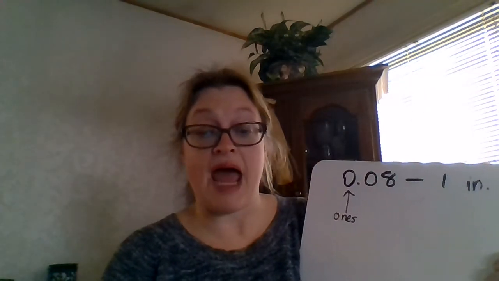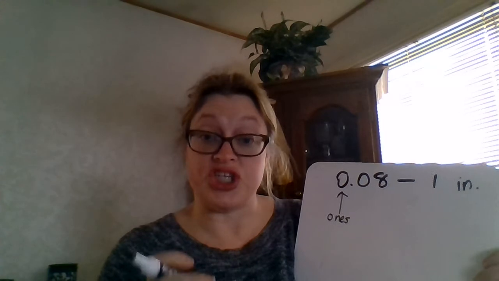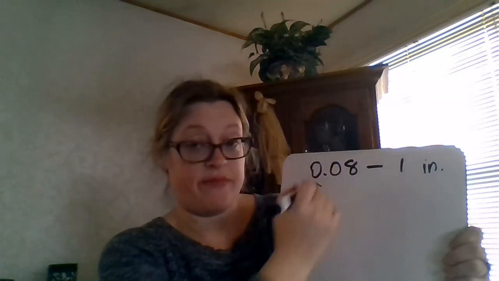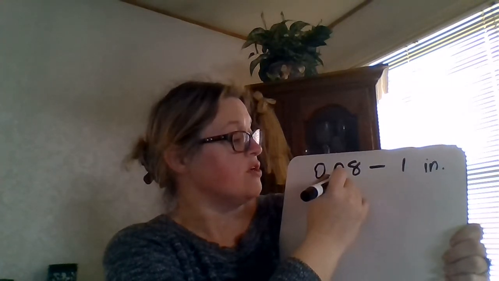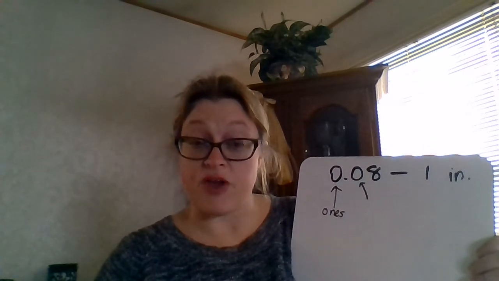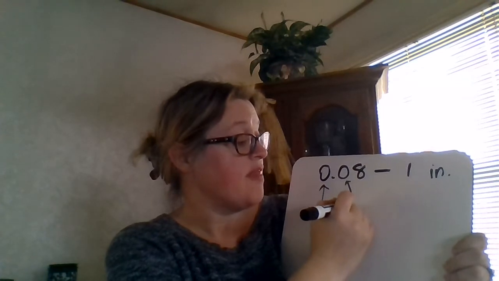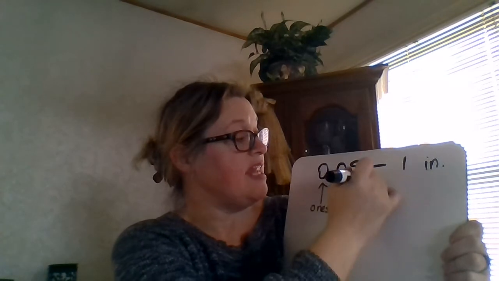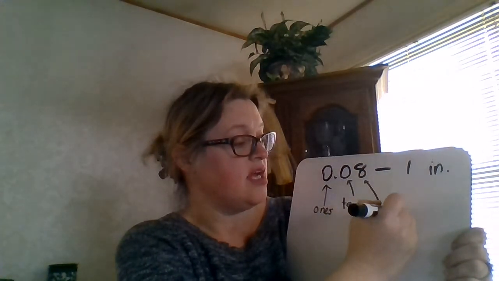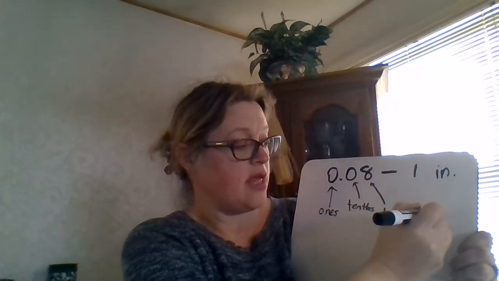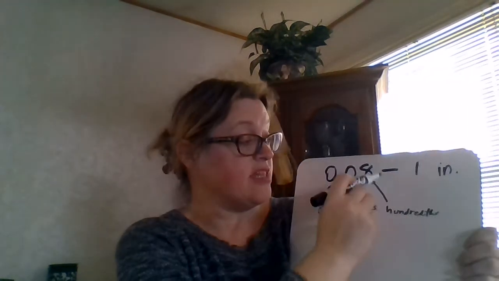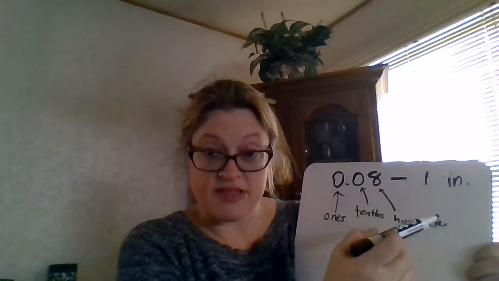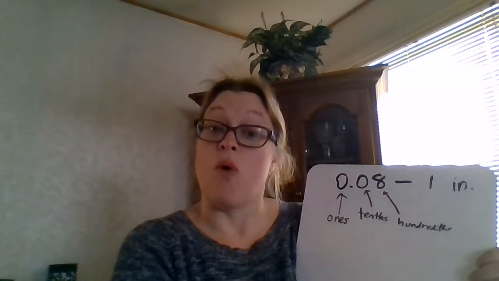Okay. So obviously we don't have a whole number just yet. Okay. Because there's a 0 there. Then you have your decimal point. Now, the very first place value to the right of the decimal point is the tenths place. Okay. And then the next one is the hundredths place. And if we continue to go, it'd be the thousandths place, and then the ten-thousandths place, and the hundred-thousandths place, and so on.